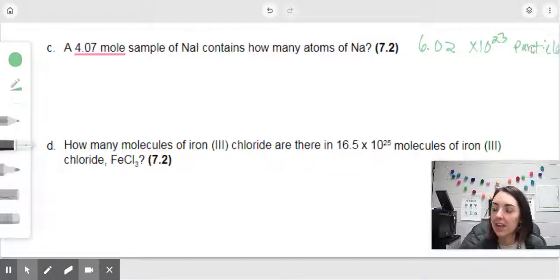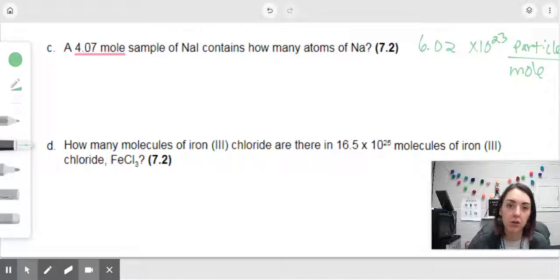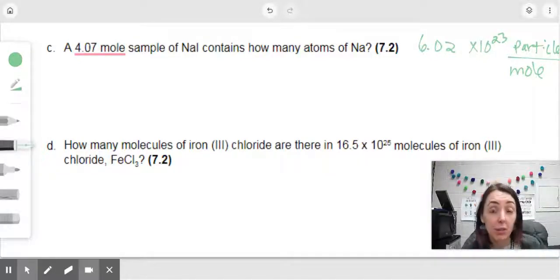And that could be anything. That's not specific to a certain type of atom. I mean, it could be 6.02 times 10 to the 23rd cookies in a mole. Wouldn't that be great? If you had that many cookies, you'd be pretty happy. Remember, the mole is just a number. We say a dozen, it means 12. We say mole, it means 6.02 times 10 to the 23rd. It's just a little bit bigger.